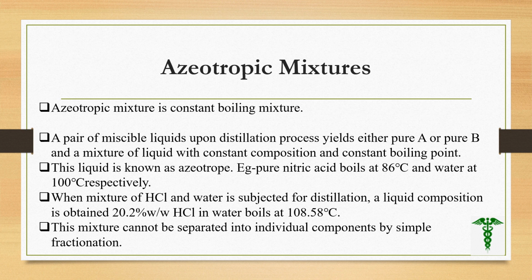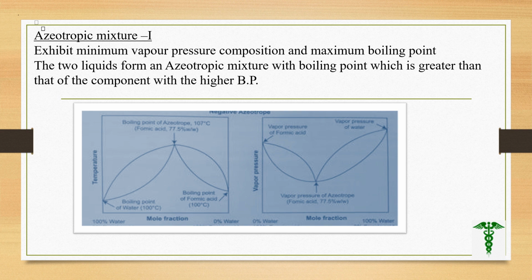Whatever it is, the azeotropic mixture cannot be separated into individual components by simple fractionation technique or simple distillation. Such distillation we call azeotropic distillation. Normally when we are asked for 5 marks, we are supposed to write azeotropic mixture 1 and 2 particularly, or if you get proper timing, you can go for other types.